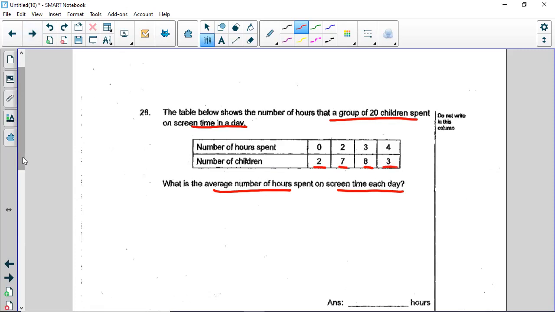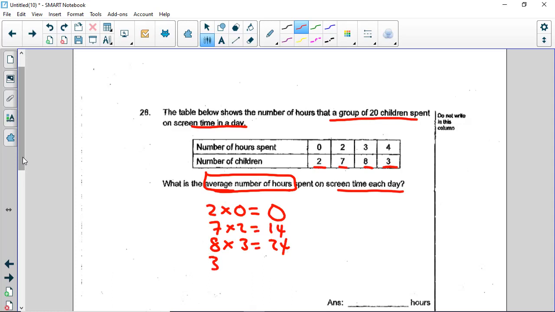So there's nothing to do with math. It's about whether you understand what this table is talking about. To find the average number of hours, you will need to find the total number of hours. So 2 times 0, 2 children watch nothing, right? And 7 children watch 2 hours each, that will be 14 hours already. 8 children watch 3 hours each, that will be 24 hours already. And then 3 children watch 4 hours each, that will be 12 hours already. So what's the total? Then you add them together, 14 plus 24 plus 12, and the total is 50.